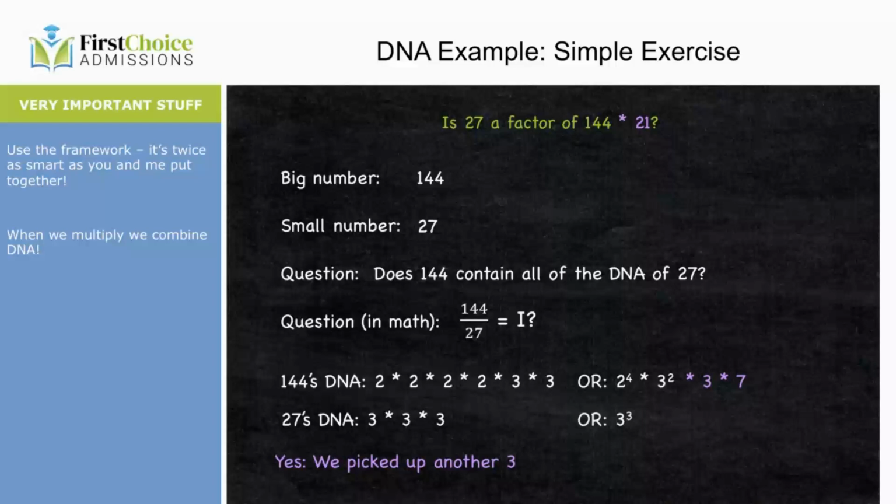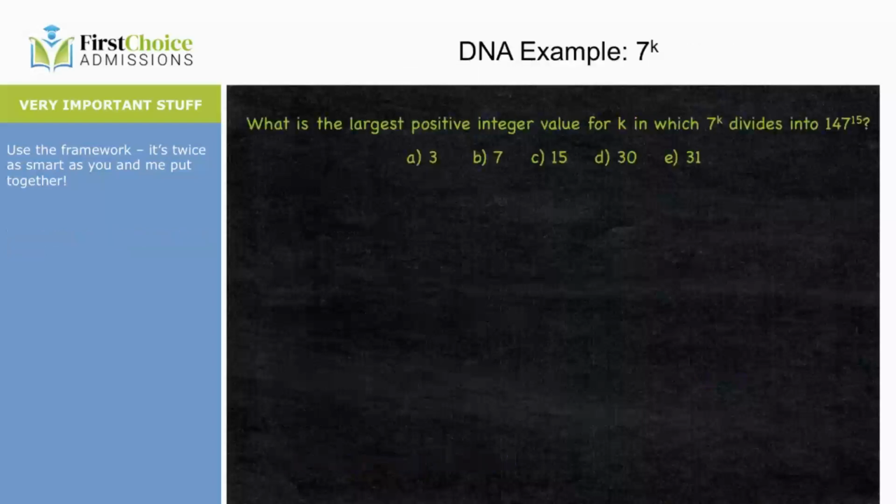Okay, good job. What is the largest positive integer value for k in which 7 to the k divides into 147 to the 15th? Not exactly sure what's going on here, but we see the magic word divides, and that tells us to get everything's DNA. So let's take a look at the DNA of 147. What does that break down to? 3 times 7 squared.